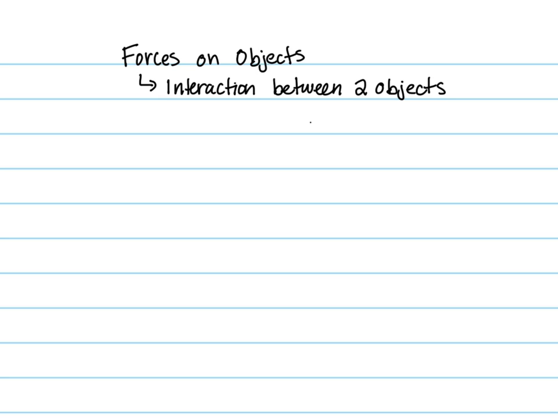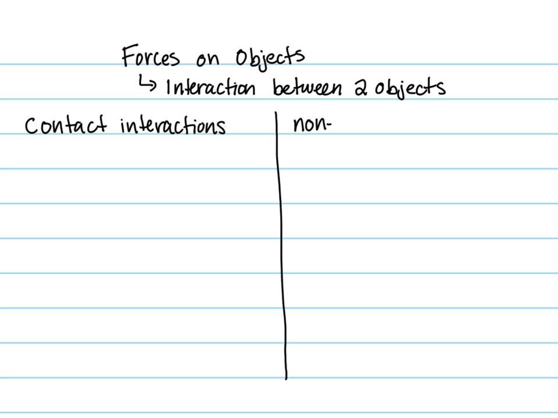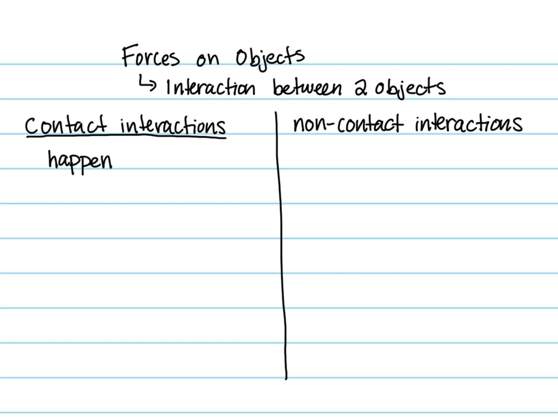All right, so there are two main types of forces. There are contact interactions that produce forces, and there are also non-contact interactions. The first one we're going to talk about is contact interactions. And like the name suggests, these contact interactions happen when two objects are touching. If two objects are touching, they're in contact, and so you get a contact interaction, which results in a force.